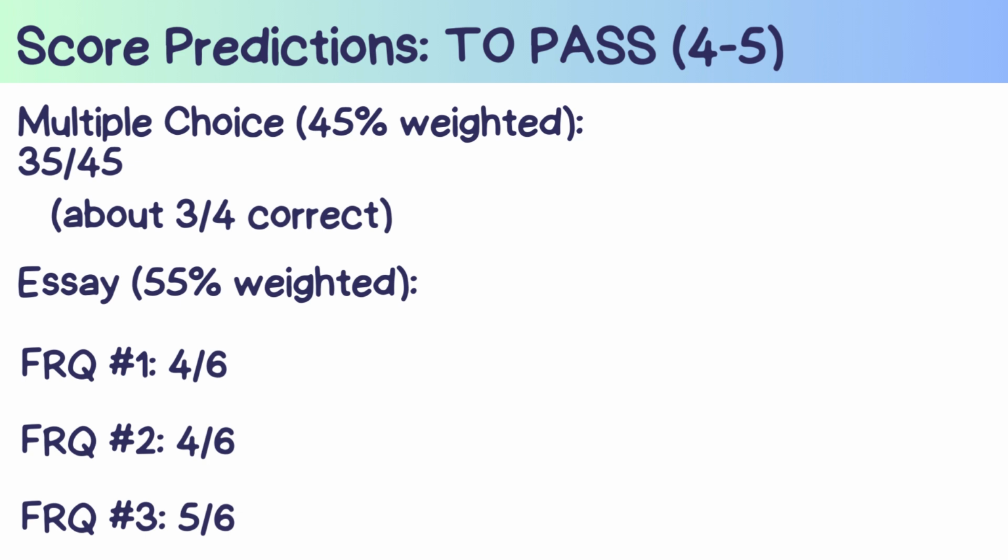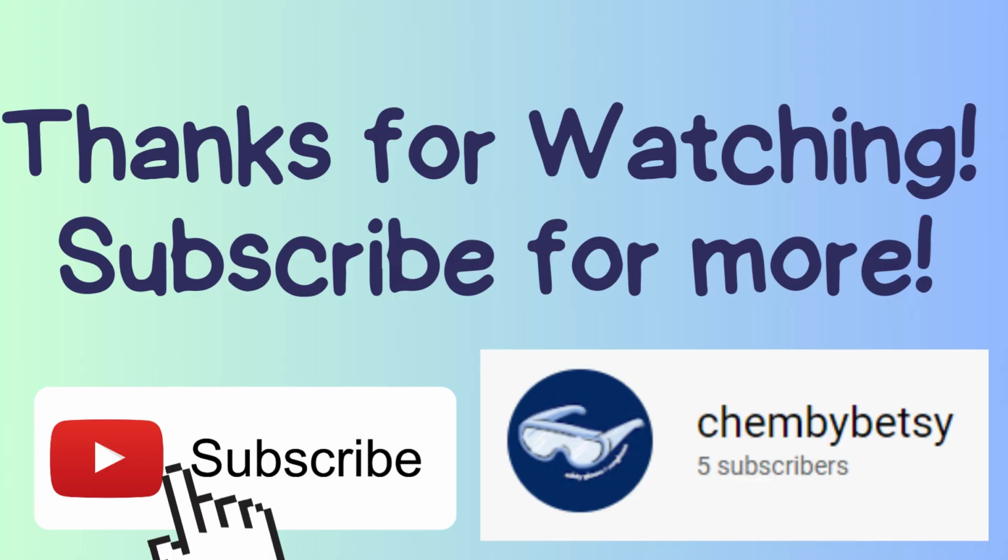And to get a little bit higher, like a 4 or a 5, you would need about 3/4 of the multiple choice questions correct, and you can get 2 4s and a 5 on the essays. I think, of course, there are a lot of different combinations in getting a 5, but this is sort of what I think the scoring guidelines will go.